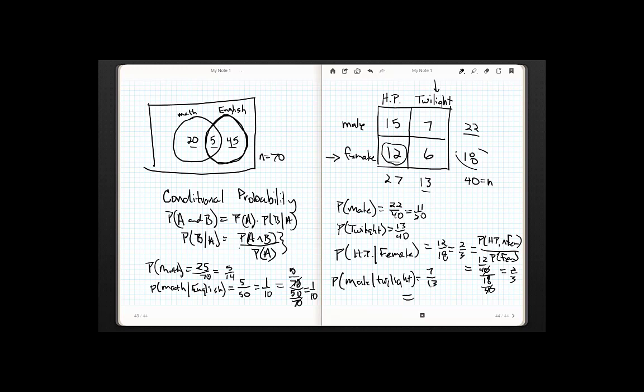However, if I use the formula, it's the probability of male and Twilight. That represents this cell right there. So 7 out of 40 divided by the probability of Twilight, which is 13 out of 40. And whoa, 7/13. That's awesome, isn't it? A little over half. So cool. That's called conditional probability. It looks intimidating and the formula looks a little crazy, but hopefully this example helped you out a little bit. All right? Cool.